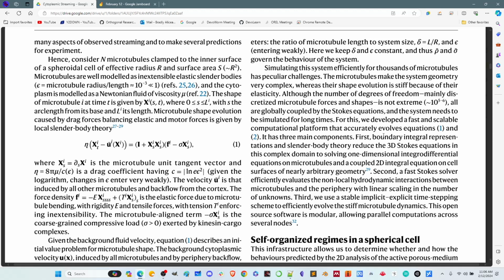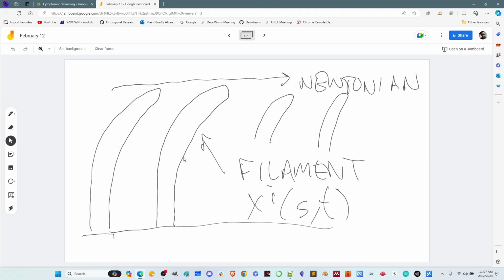It has three main components. The first one is that the boundary integral representations in slender body theory reduce the 3D Stokes equations in this complex domain to solving one-dimensional integro-differential equations on microtubules and a coupled 2D integral equation on cell surfaces of nearly arbitrary geometry. So they simulate a number of cell surface geometries. They couple that with the microtubule model, and they get their boundary conditions. Second, the fast Stokes solver efficiently evaluates the non-local hydrodynamic interactions between microtubules and the periphery with linear scaling in the number of unknowns. So again, you have these different models modeling different components of this relationship across different cell geometries.